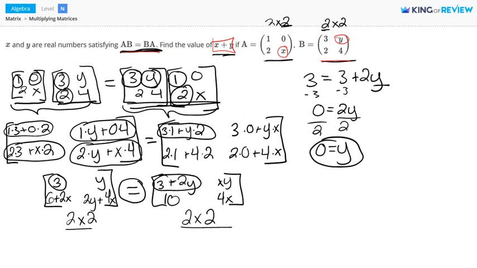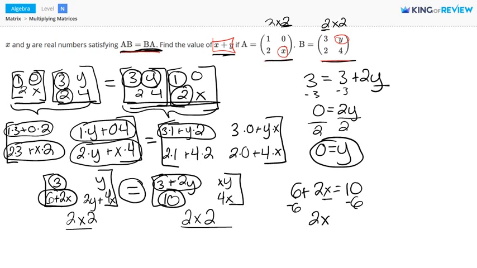Now we need to solve for x. So I have this entry here, 6 plus 2x, and that's going to be equal to 10. So we have 6 plus 2x equals 10. Solving for x, I'll start by subtracting 6 on both sides. This gives me 2x equals 4, and dividing by 2 on both sides, I get x equals 2.